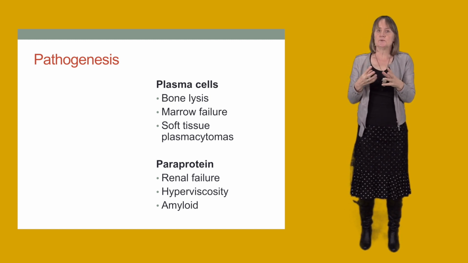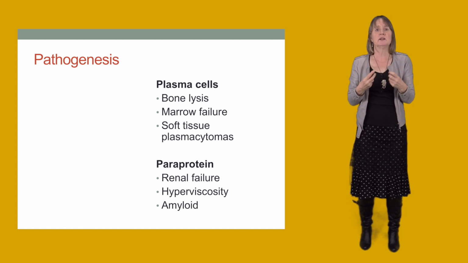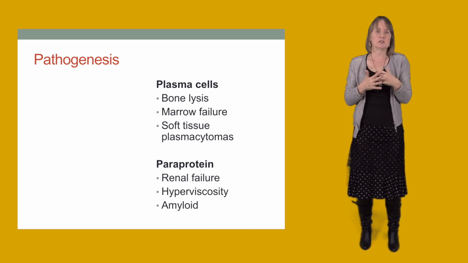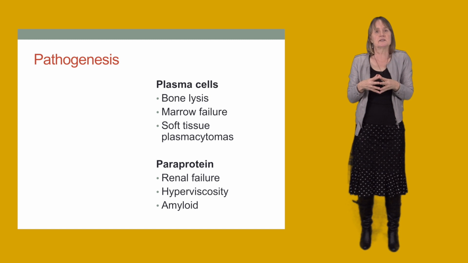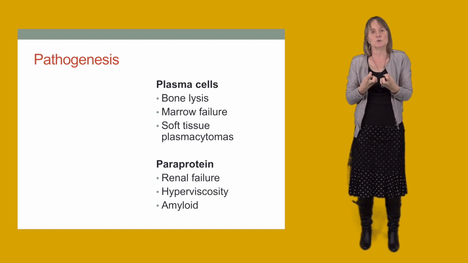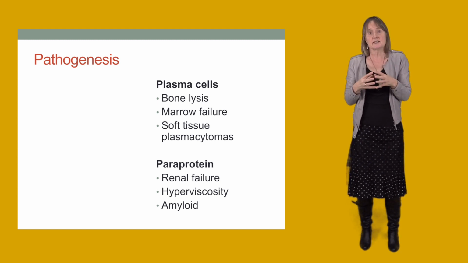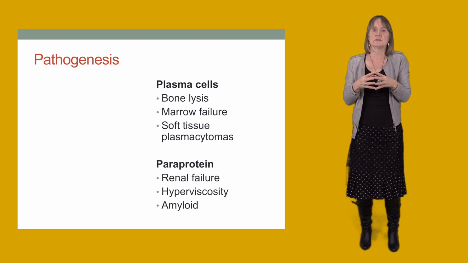It's also possible for lumps of plasma cells to be present outside the bone marrow and outside the bone, so soft tissue plasmacytomas, which just means an accumulation of abnormal plasma cells. And this can be responsible for things like spinal cord compression, when you get a plasmacytoma that's pressing on the spinal cord.